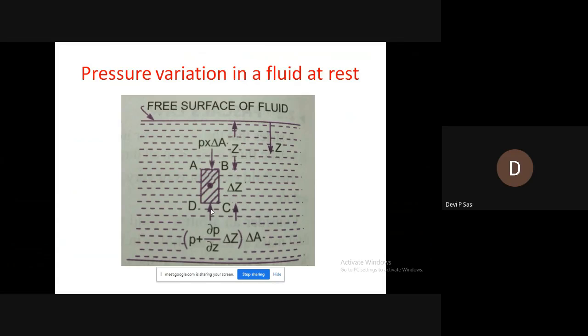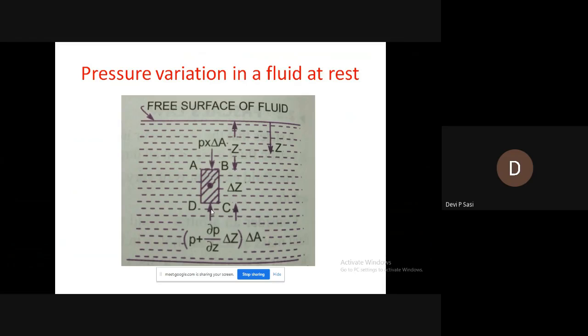Now we found two forces: one is the force acting on face AB and the next is that acting on CD. Remember that force is equal to pressure into area. So on face AB it becomes p into delta A, because we assumed the pressure on face AB as small p. Okay, now we have considered two forces, on face AB as well as on face CD.